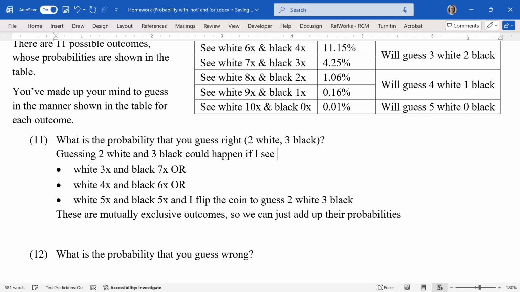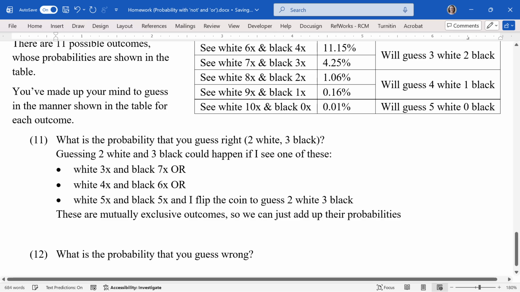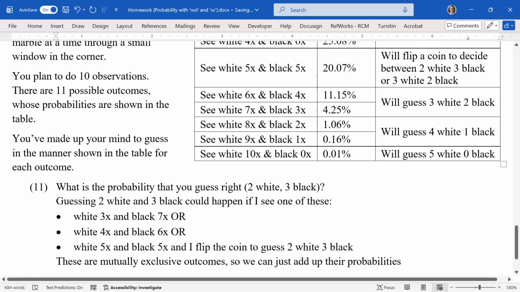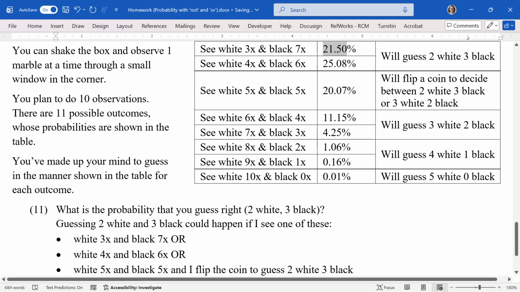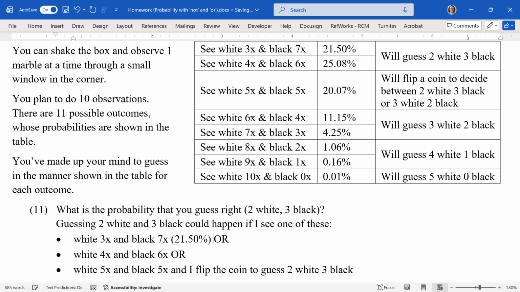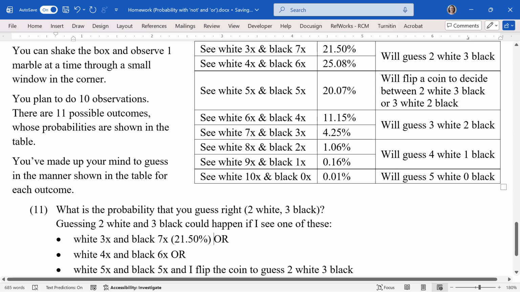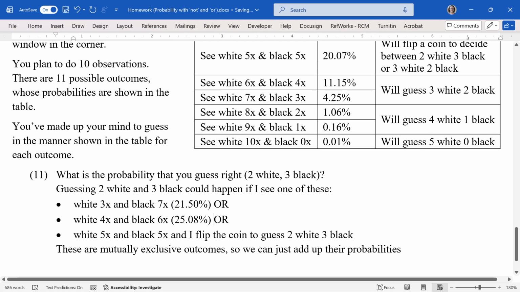So the probability of white 3 times and black 7 times is this number here, 21.50%. So I'll just put that here. White 4 times and black 6 times is this one, 25.08%. And then what's the probability of this? So I know there's a 20.07% chance of seeing half and half, 5 white and 5 black.